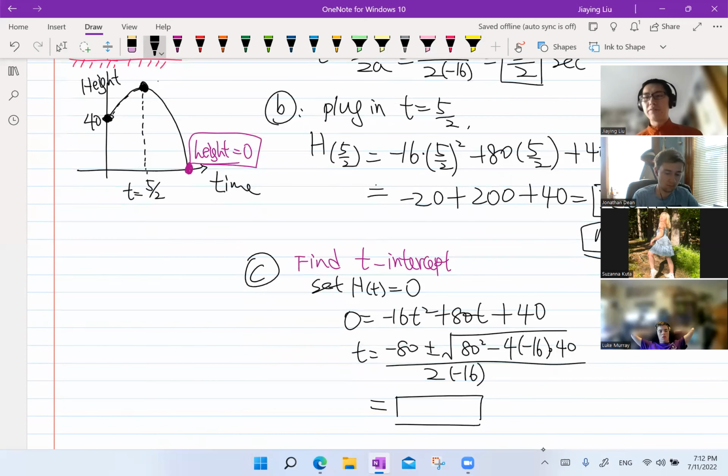Now, for the sake of time, is it okay if I don't show you the process to solve for t from here? Okay, awesome. Thank you. I see a couple of thumbs up and a nodding head. All right, 7:13. So let's take about a 7 minute break. Come back at 7:20. Sounds good? All right, I'll see you at 7:20.